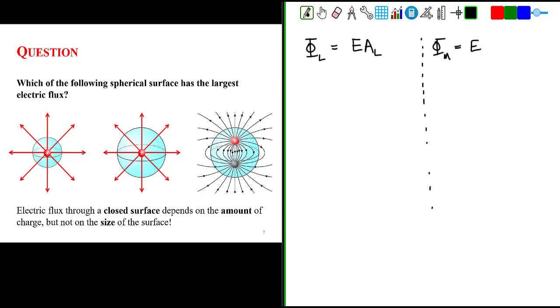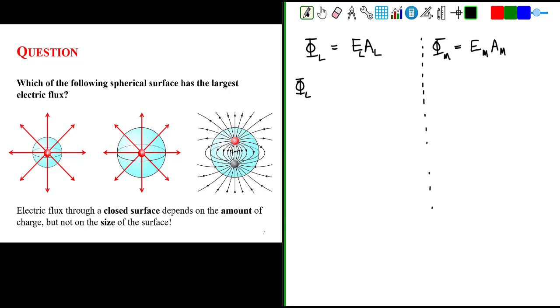So I'll use the variable E_m to indicate the electric field at the surface of the middle sphere, and A_m for the area of the middle sphere, and I'll use E_L to signify the electric field at the surface of the sphere on the left. So we could compare these two expressions. Let's look at the flux for the left.